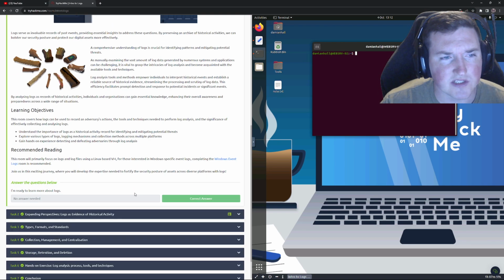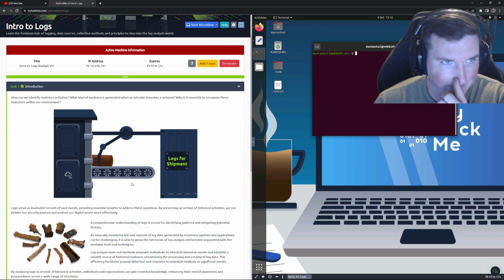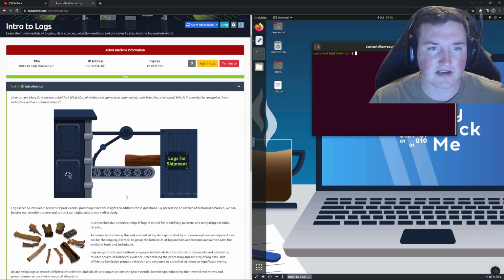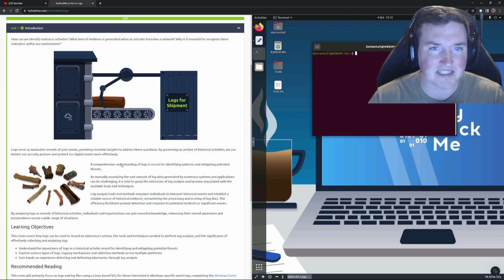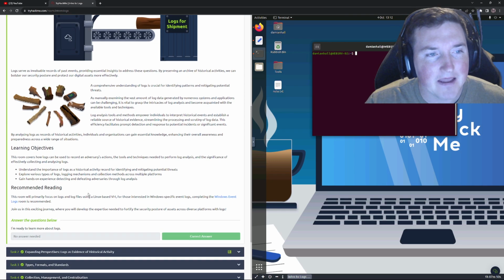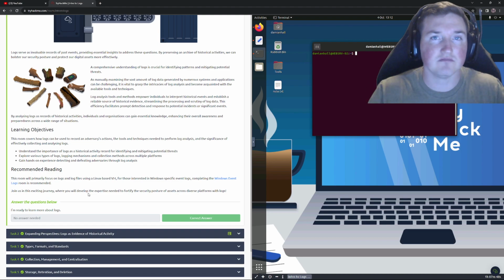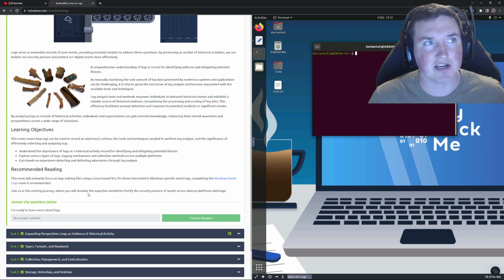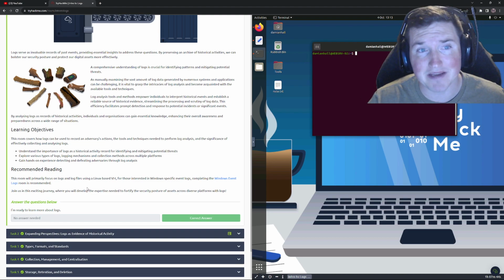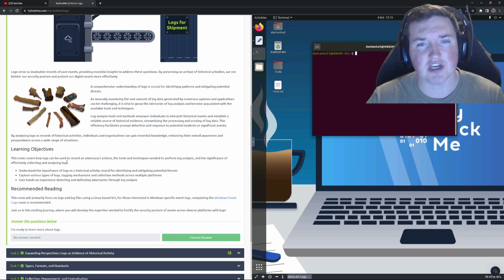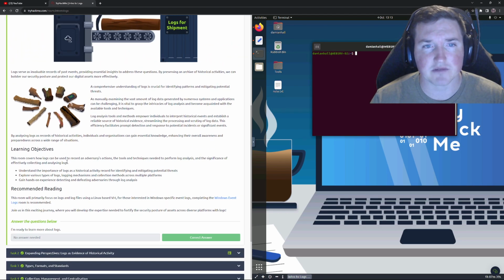So first things first, what is logging, right? Obviously everyone should know what logging is. I don't know why they're using this because it's kind of confusing, but basically logging is a record of everything on your machine, everything that's happening or happened. So it's a history of your machine, right? It's keeping a record of your machine.